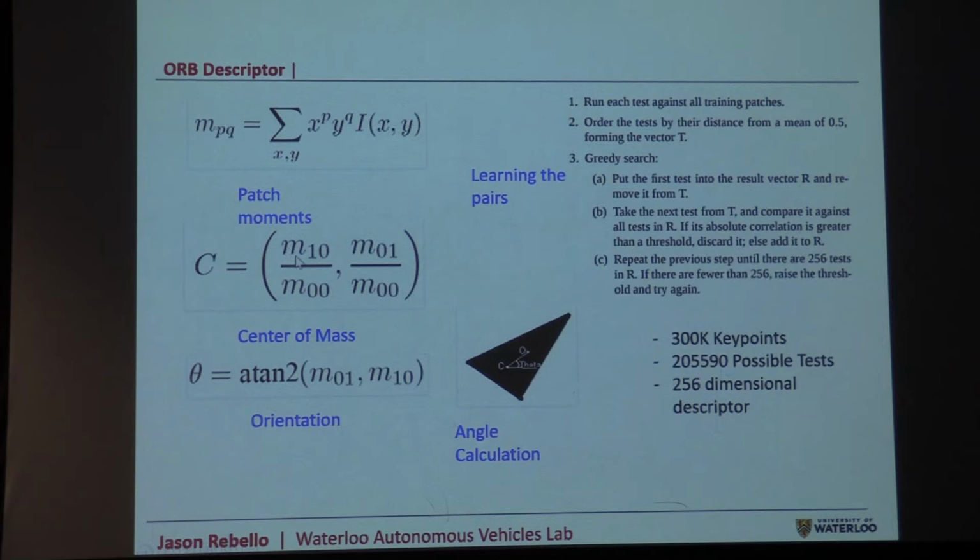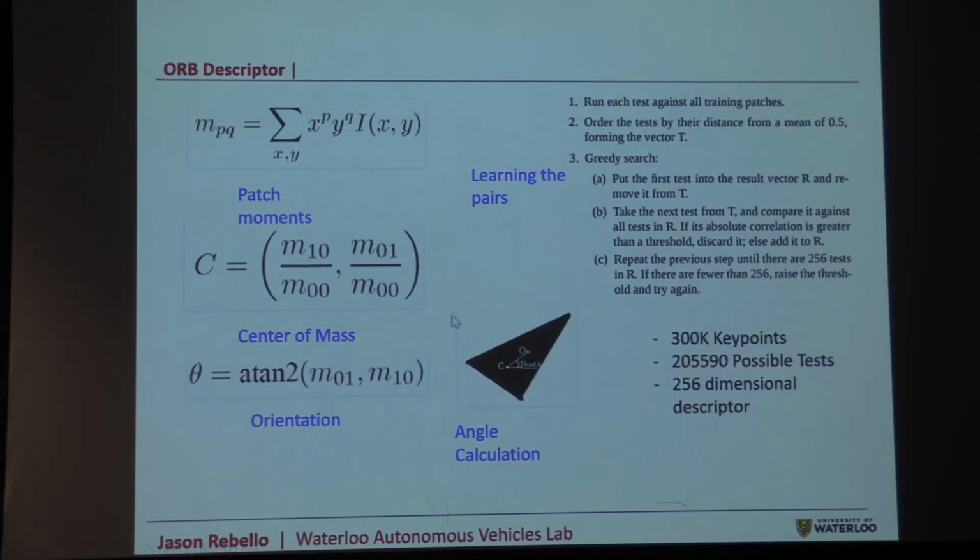So the center of mass is given by M10, and the way you calculate this M10 is by the formula above. M10 would be basically your Y would go away, and you just calculate your X times the intensity of your X and Y, times the intensity of that particular pixel, summed over the entire window. So by calculating these image moments, M10 and M01, you can now get the centroid of the particular patch.